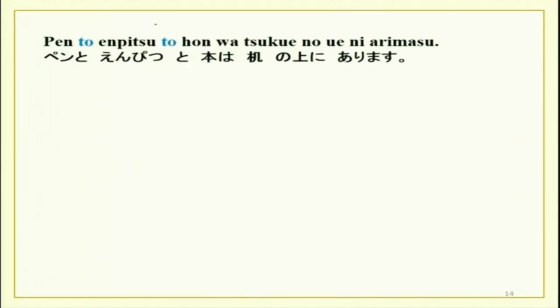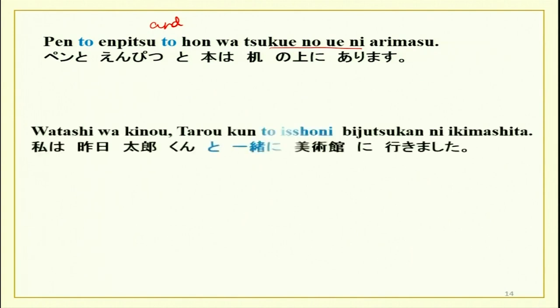Pen to empitsu to hon wa tsukue no ue ni arimasu. It is present. Pen and pencil and book are present on the table or are there on the table. Tsukue no ue ni arimasu. You know that. Now, in place of pen, empitsu, hon, you can put any noun over here. So, noun plus to, noun plus to. And then, position of all of them.